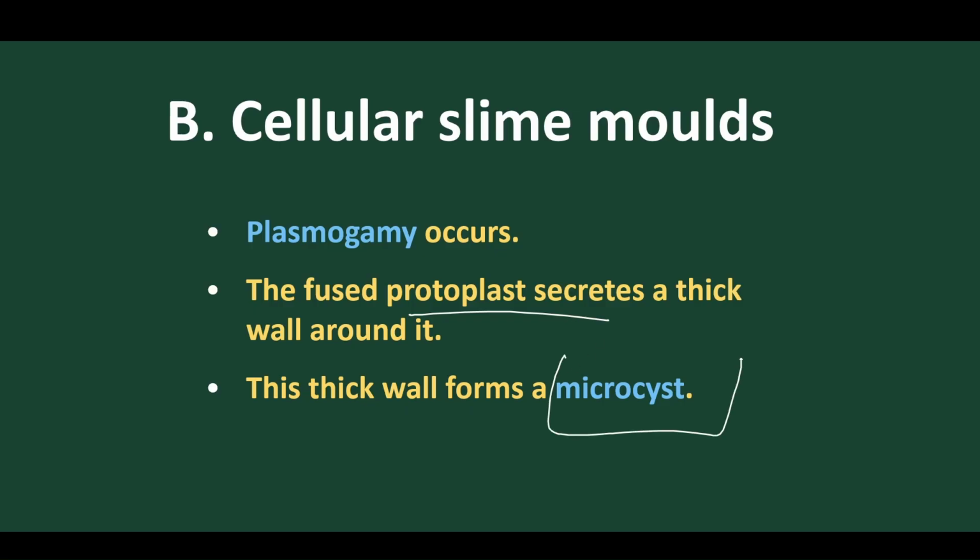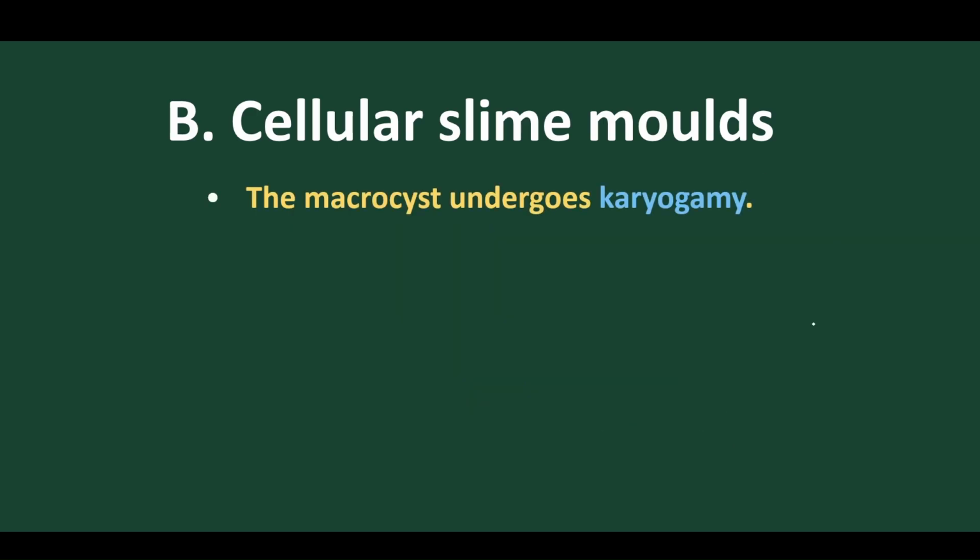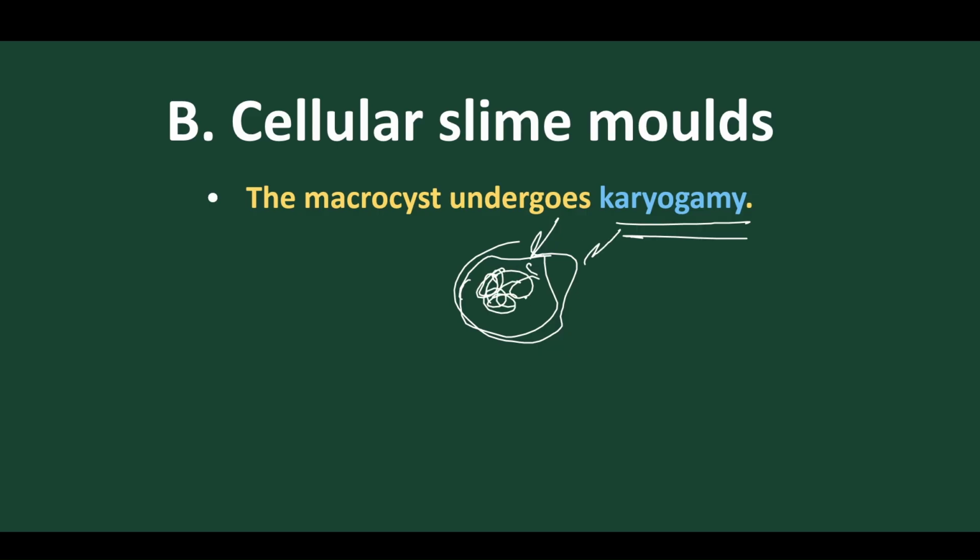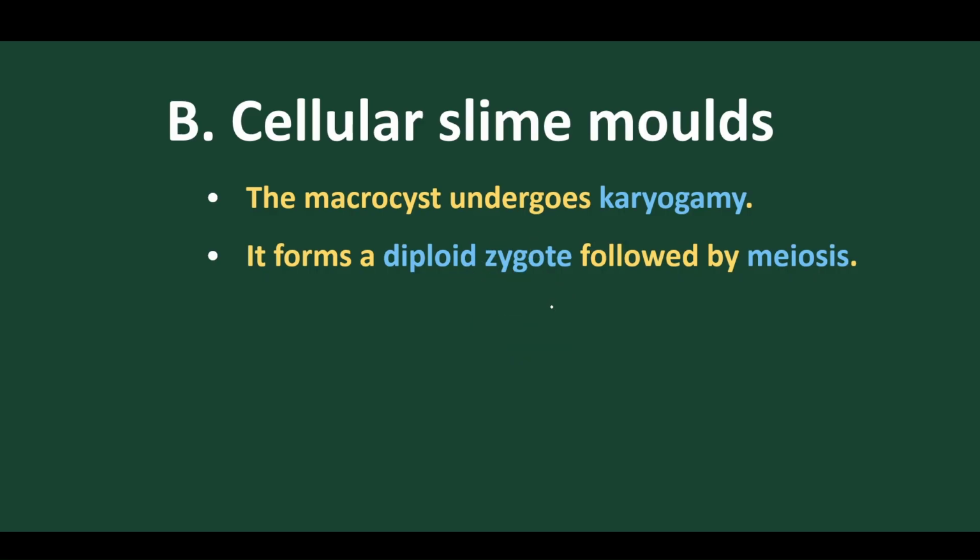And this thick wall forms the microcyst. So this fused protoplasm produces a thick wall, and this thick wall is called the microcyst. The macrocyst undergoes karyogamy. Normally, in the macrocyst, karyogamy means the union of protoplasm takes place, and then the union of nuclei takes place. After the union of nuclei, they become a diploid zygote.